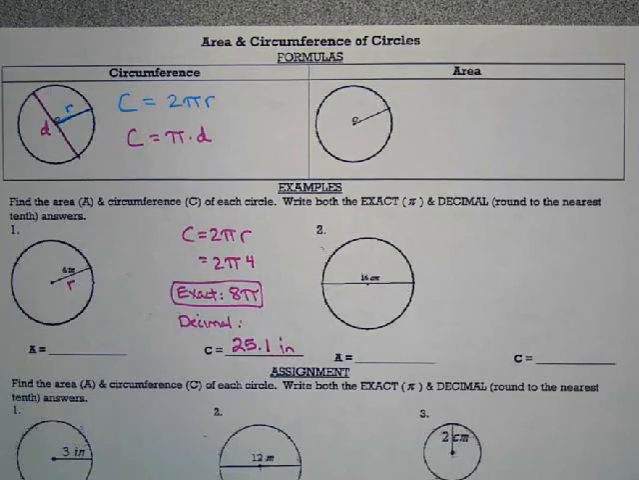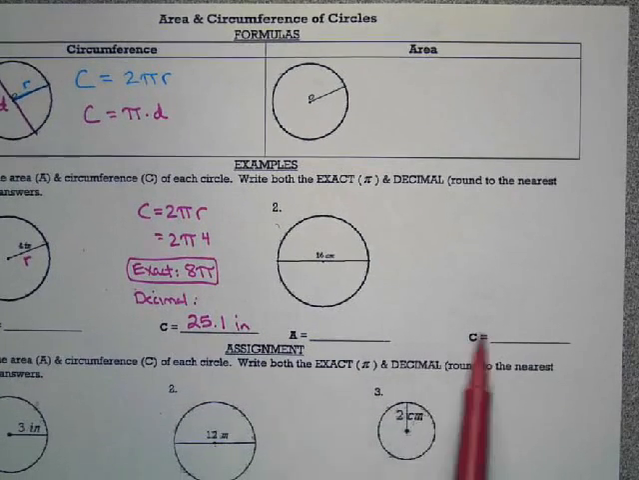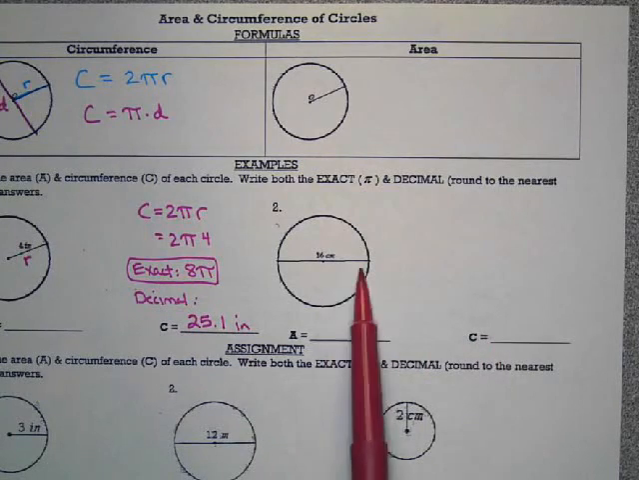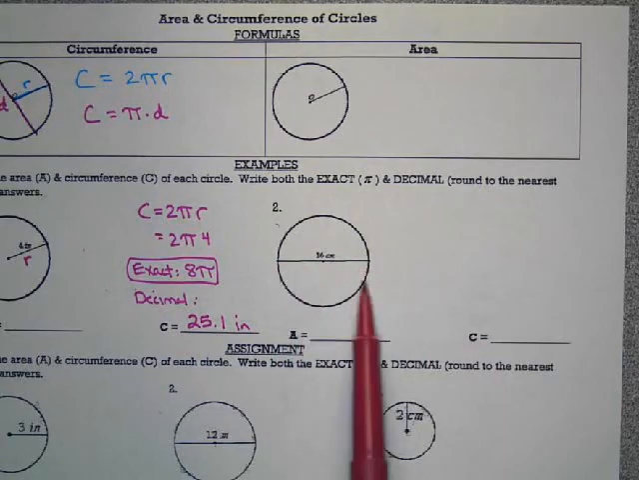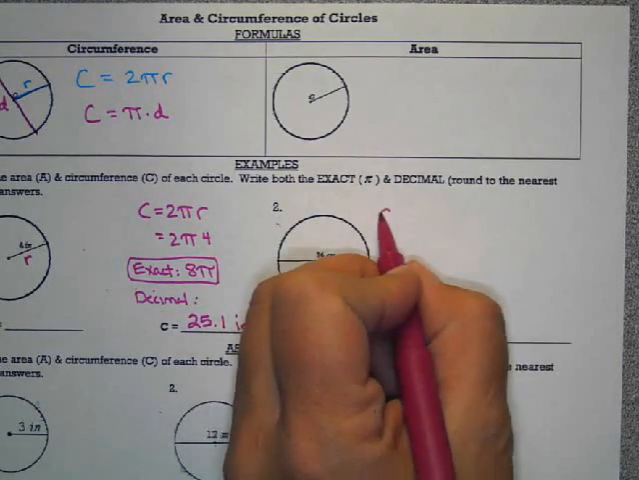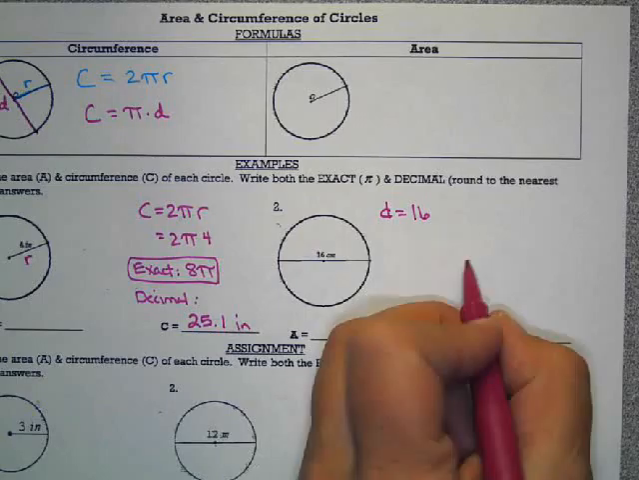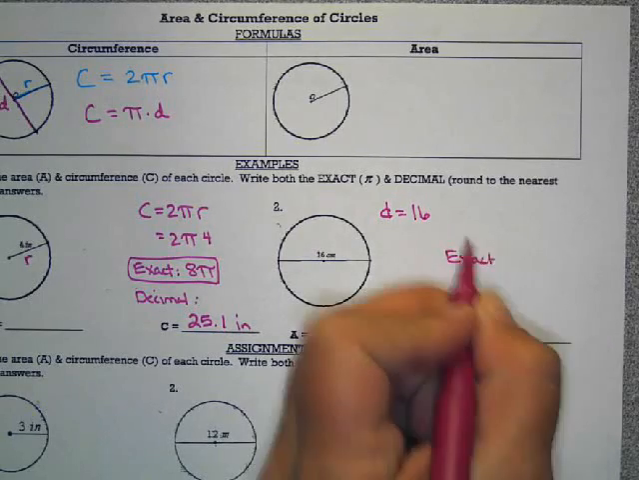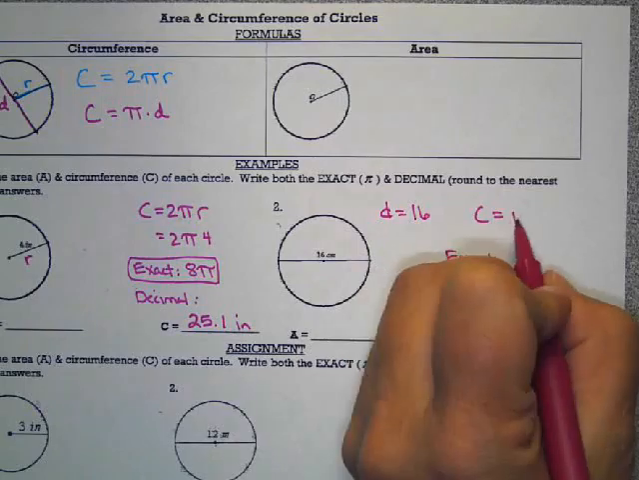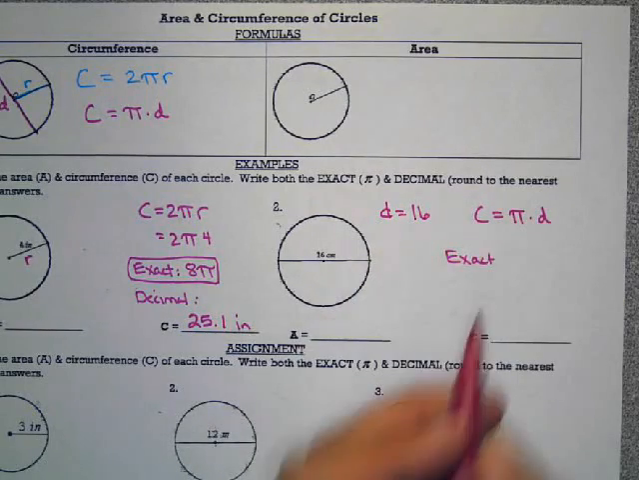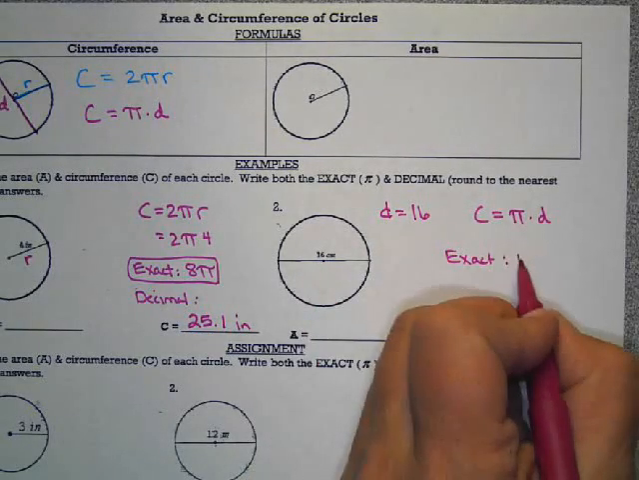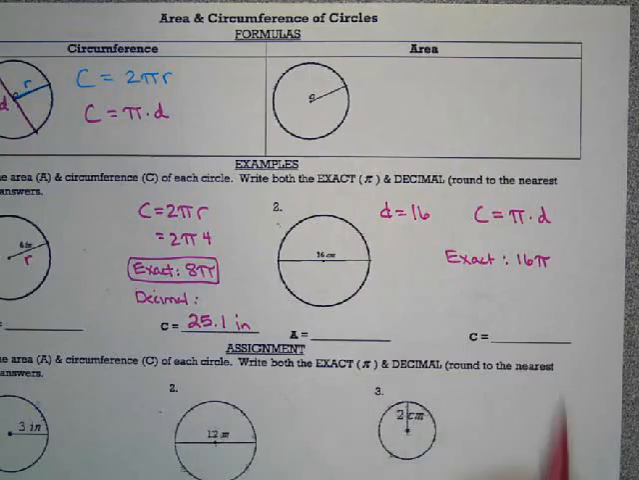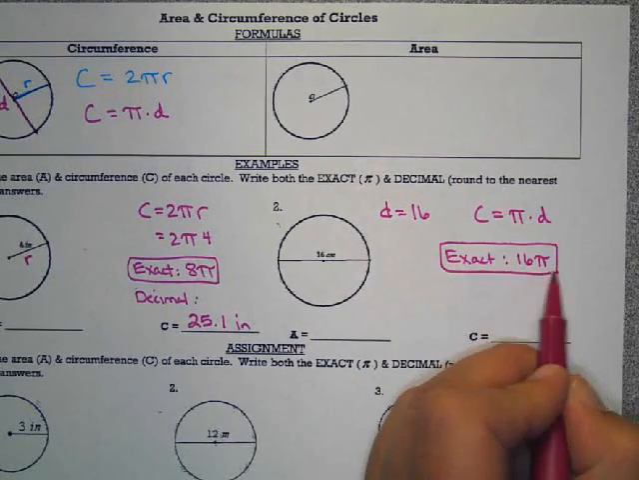So let's look at number 2. We're just going to do circumference for now. So are we given radius or diameter? What's the 16? Radius or diameter? Diameter. So diameter equals 16. For circumference, here's the formula. Circumference equals pi times diameter. So for your exact answer, here's how easy this is. 16 times pi. And then you're done.